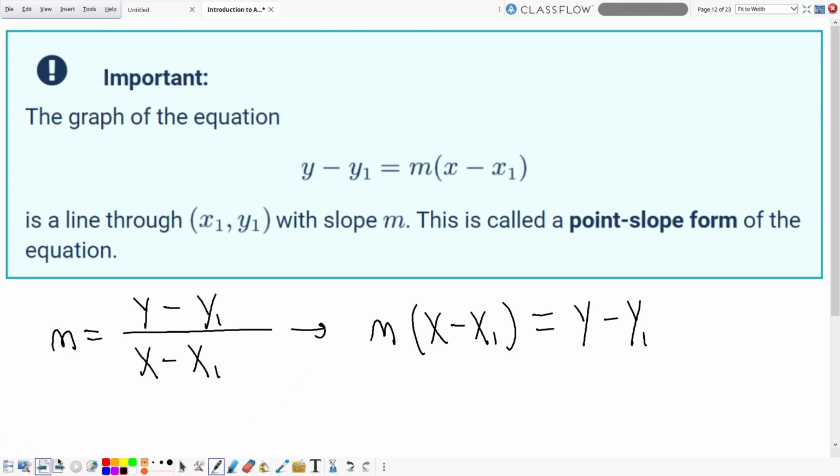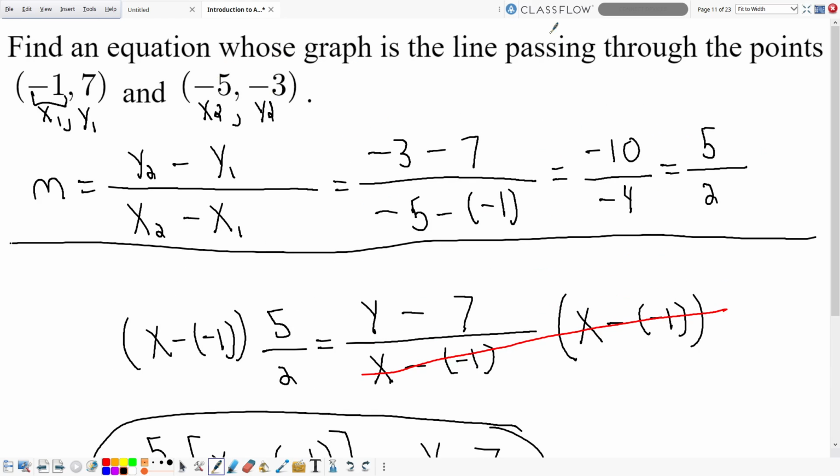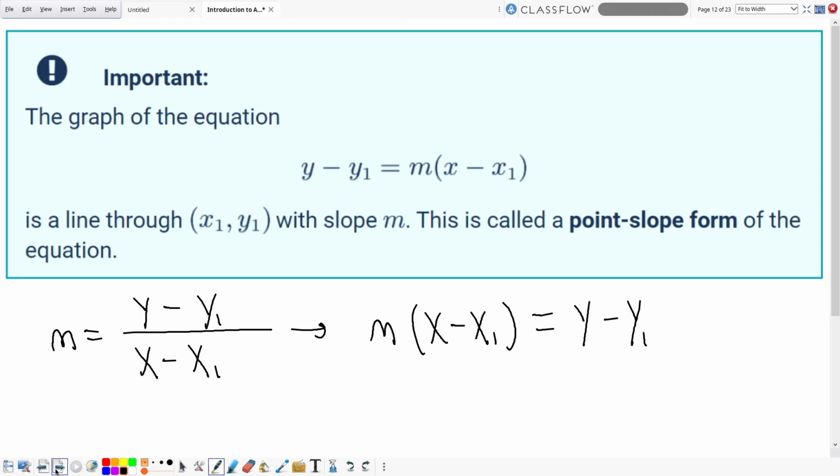That's the type of answer we got with this problem. Find the equation whose graph is the line passing through the points -1, 7 and -5, -3. Well, that equation in point slope form is this: 5/2 times x minus -1 equals y minus 7. That's our point slope form. Now I guess I'll write it again over here. And this is the answer to that last problem.